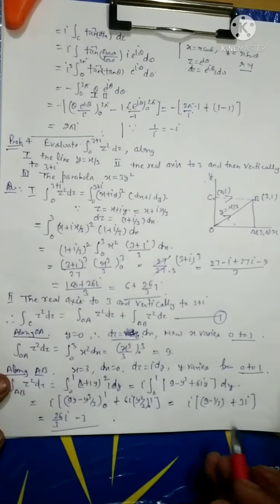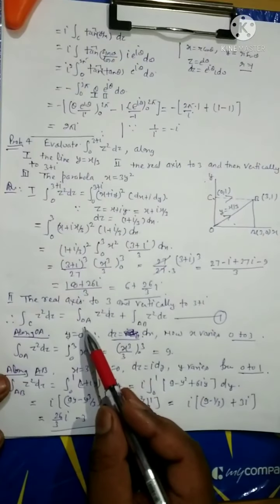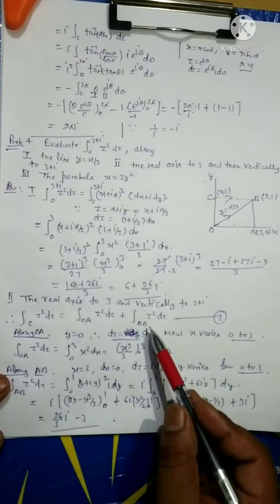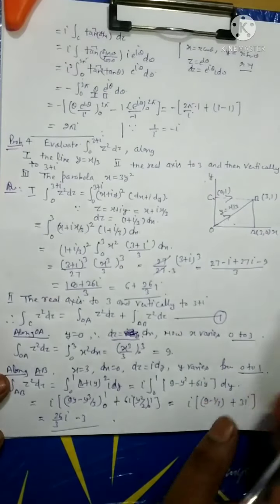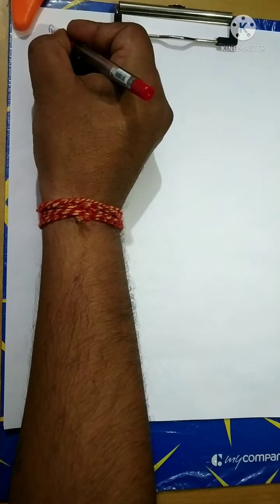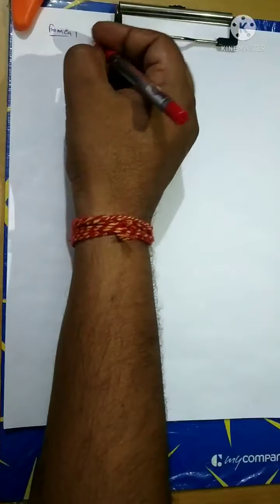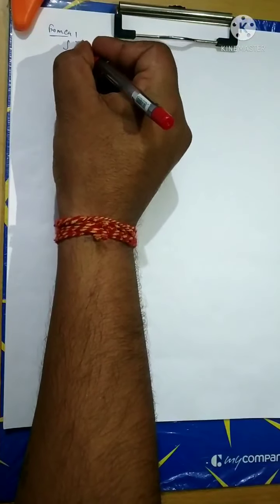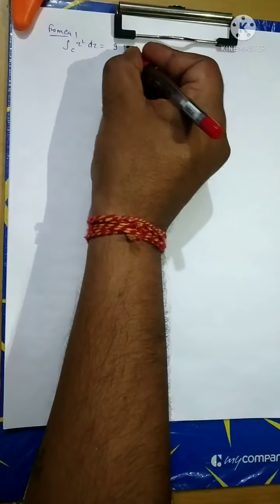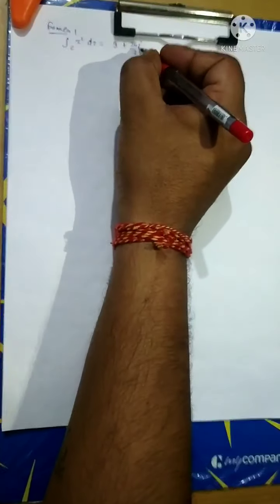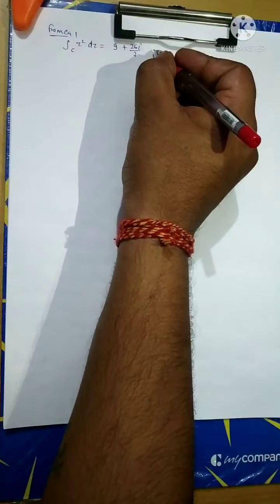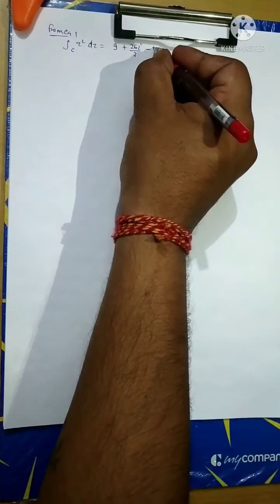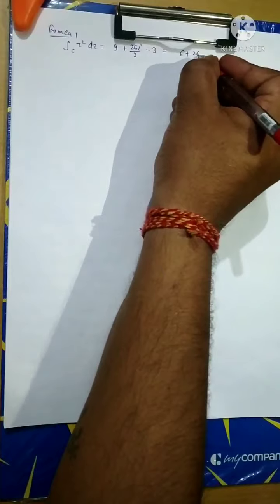Now putting the value of the first integral over OA and the second integral over line AB, from equation number first, the integration over contour C of z square dz is equal to 9 plus 26i upon 3. This is the value of the first integral, minus 3. This is equal to 6 plus 26 upon 3 i.